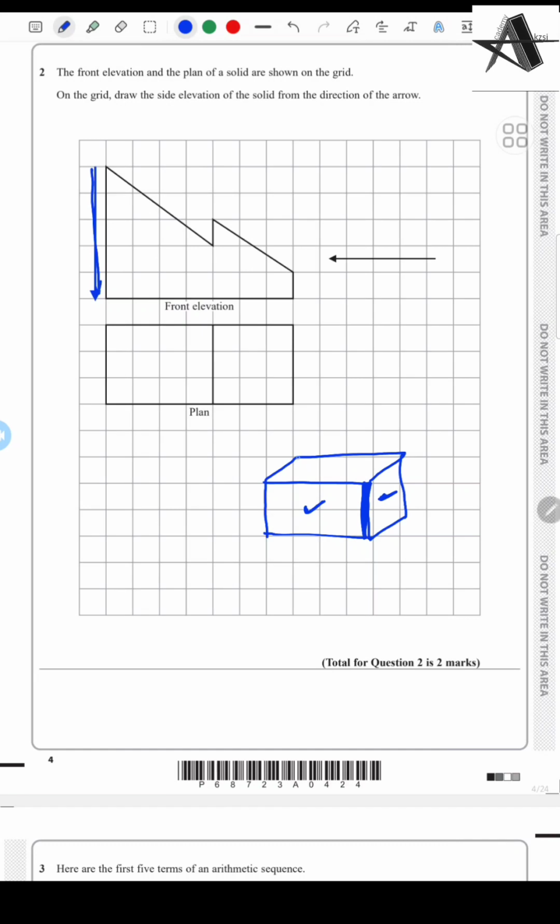Second, for the top, whatever the width of the top one is going to be the width of the side as well. So the same height is going to be here. How many boxes are there? 5 boxes. So I have to draw 5 boxes just below it, like this. And width, how many boxes? 1, 2, 3. So the same width.